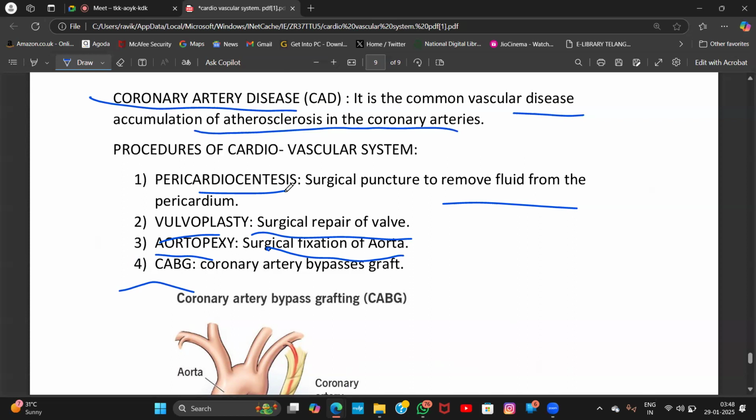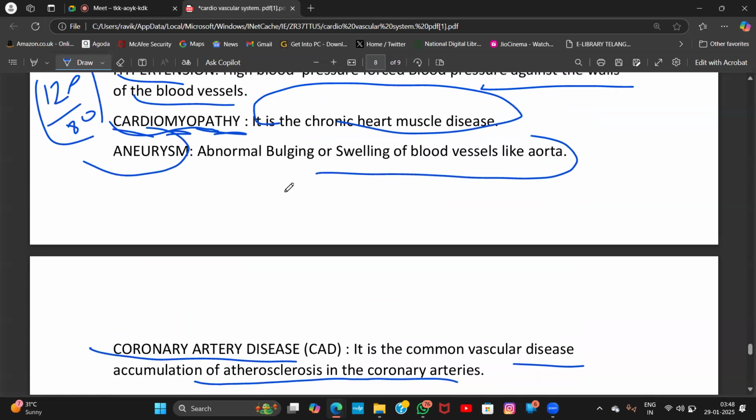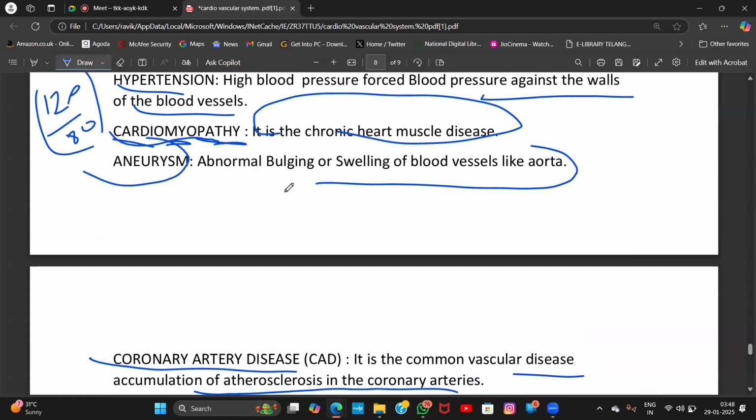Is it clear? This is about the entire cardiovascular system. If you have any doubts on the cardiovascular system, please ask now. Any doubts? Any doubts? Is it clear, everyone? Okay.